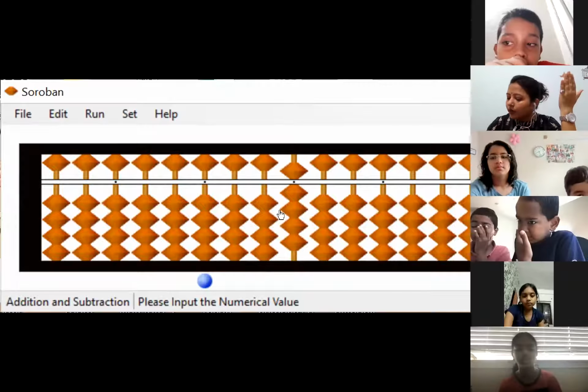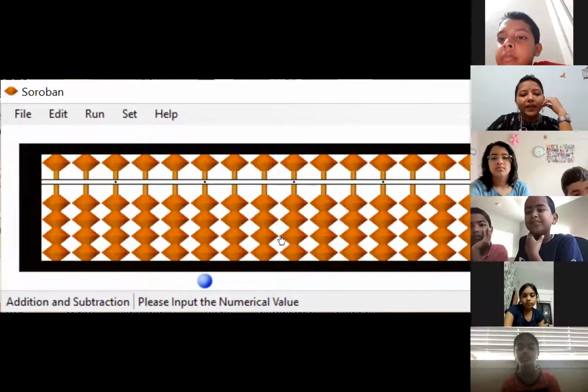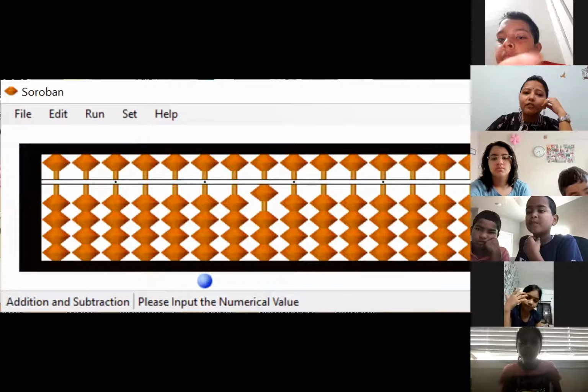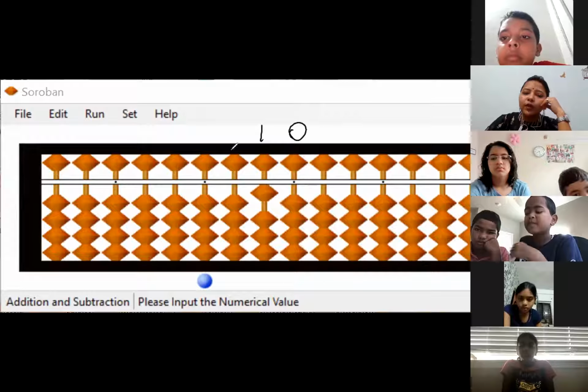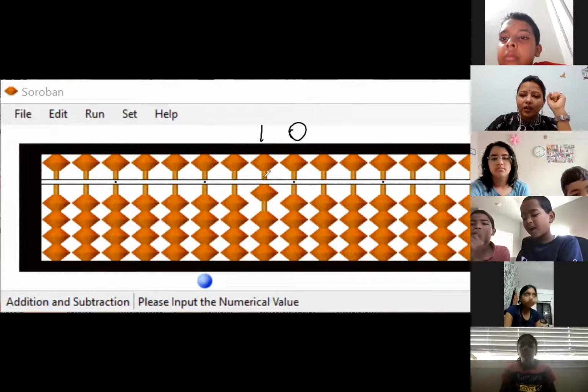Now I'll be removing this bead, and if you want to make 10, 1, 0, 10. The way we write 10, in the same way we make the number on the tool. 1, 0, 10. So for 0, we do not raise any bead.